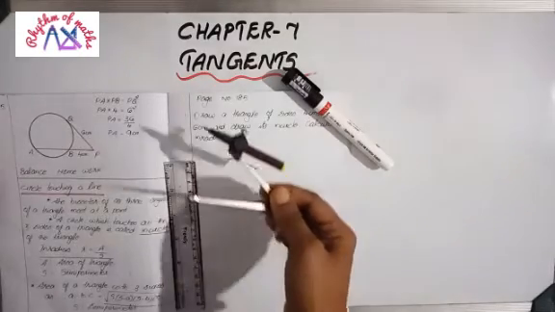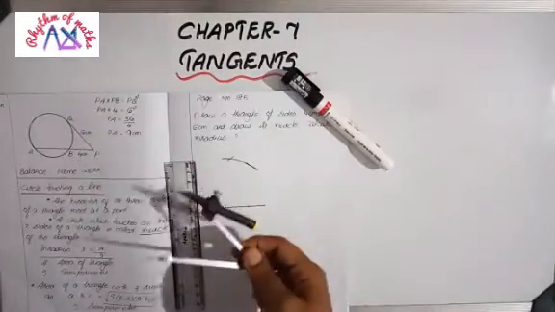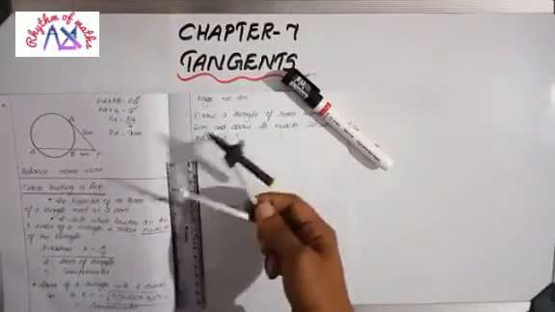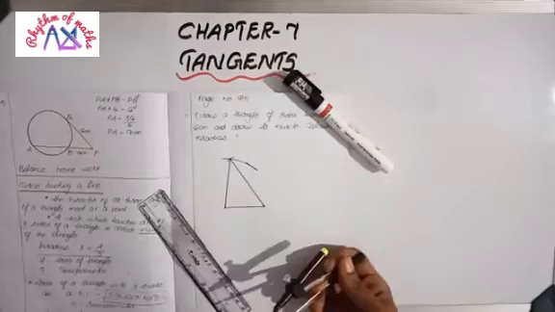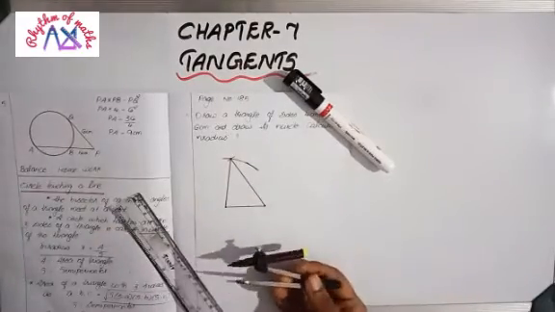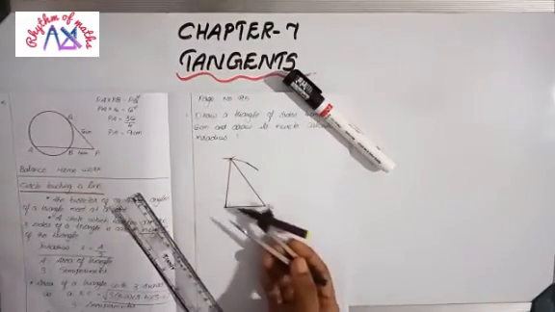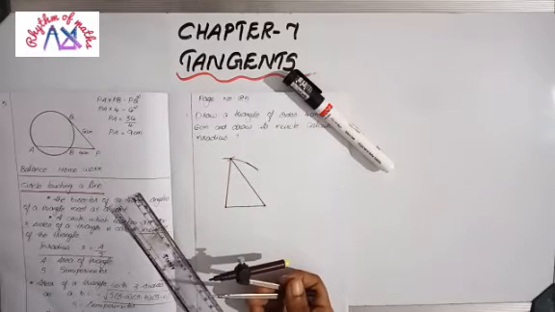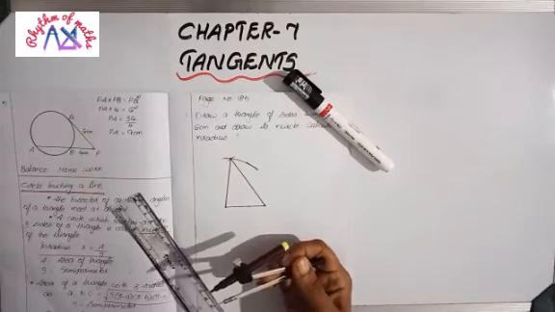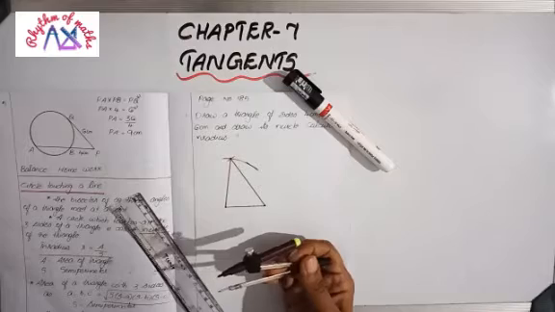When I am explaining, try to draw. Okay, along with me try to do that. Then only it will be clear. Okay, now we got a triangle with sides as 4 cm, 5 cm and 6 cm. Now we are going to draw the incircle. Okay, incircle we have to draw.